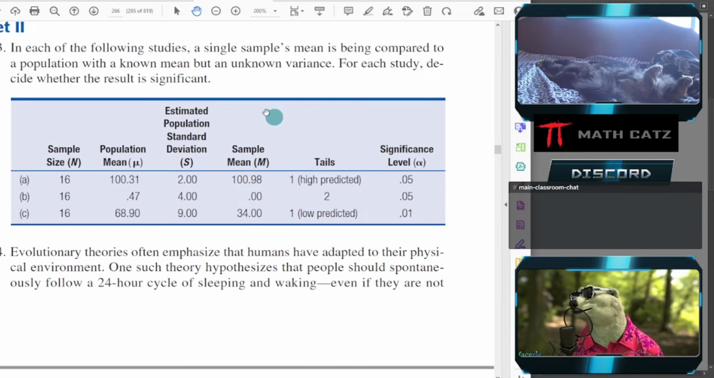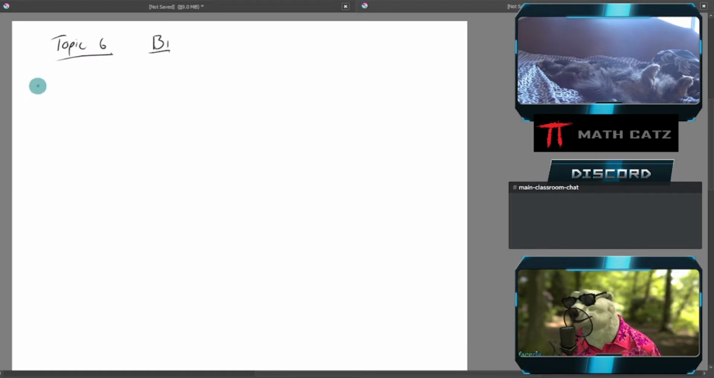Let's read it first. In each of the following studies, a single sample's mean is being compared to a population with a known mean but an unknown variance. For each study, decide whether the result is significant. Essentially, we're doing the hypothesis testing procedure, and we'll highlight that without a diagram, although we could draw a diagram as well. Just run through the hypothesis test so we understand what we're doing, but this is a shortened question, just giving me the facts, not the whole story. So we'll do part A and B. So let's do here, number 13.